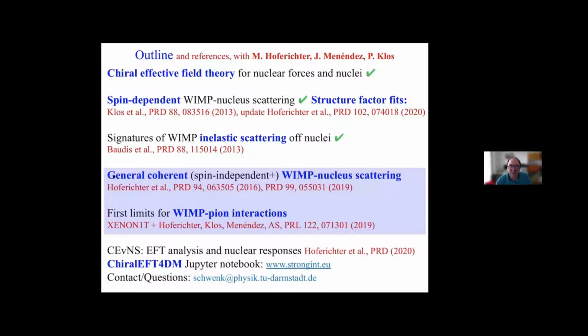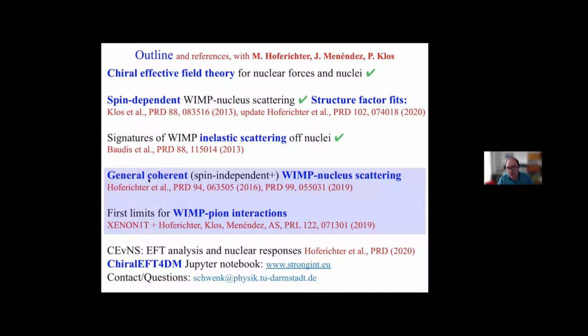Okay. So let's check this off. I find this also, from the point of view of using nuclei and the aspects of nuclei as a material, really interesting. I found this a great project, even though experimentally it is extremely challenging. So let's now come to the general coherent WIMP nucleus scattering part.